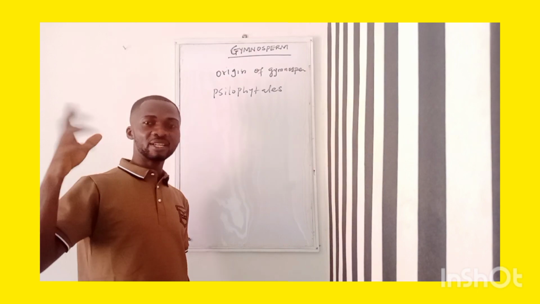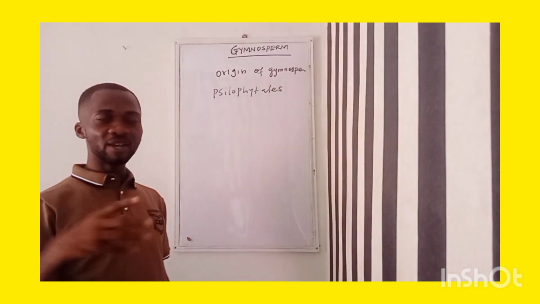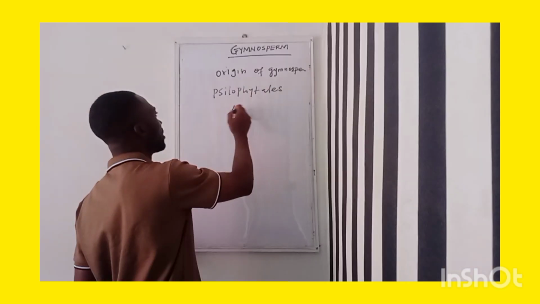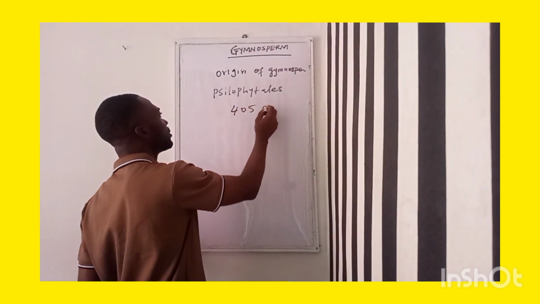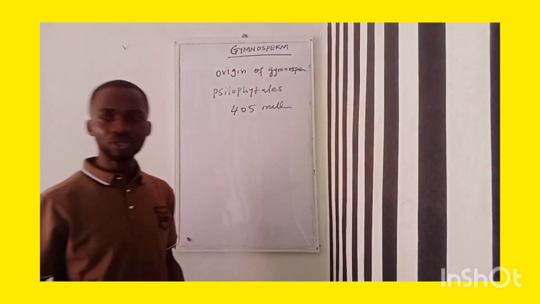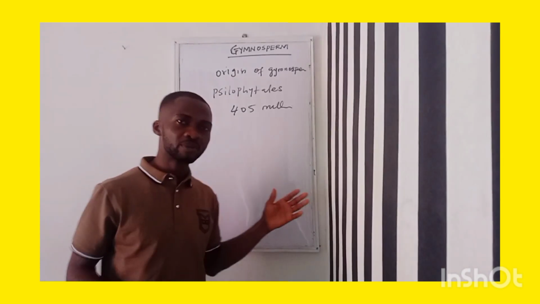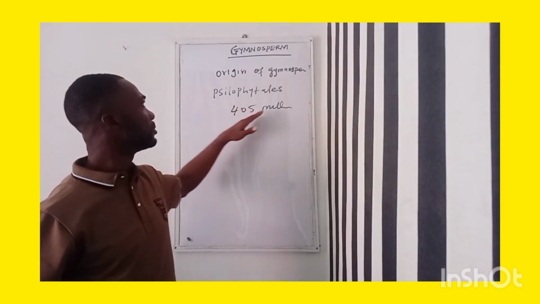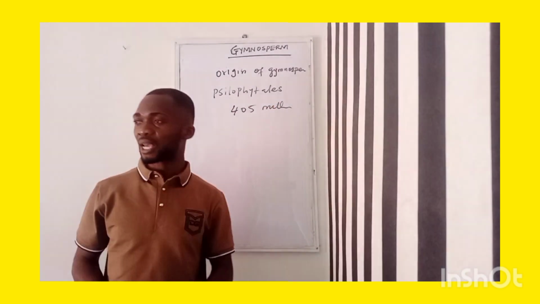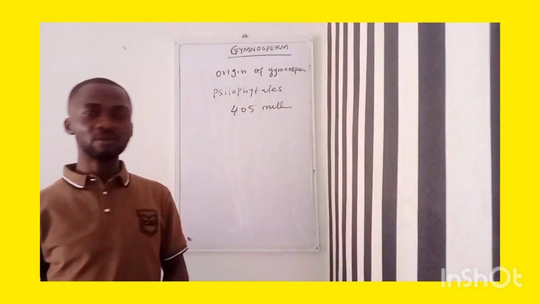I think I've talked about this era. This is about 405 million years ago. This is when this organism existed. So gymnosperms are said to originate from this group of pteridophyta called the xylophyteals.